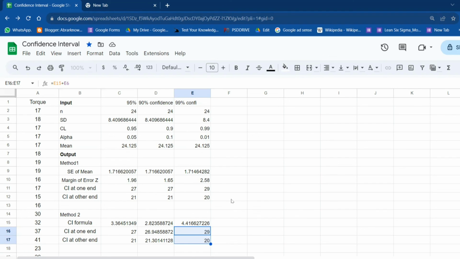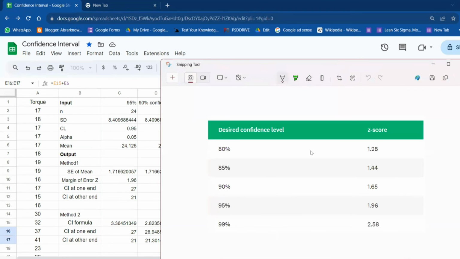And then you can do a similar one. Let's say if you wanted to have 80%, right? So what will that be? If it is 80, we know that the Z value will be 1.28.